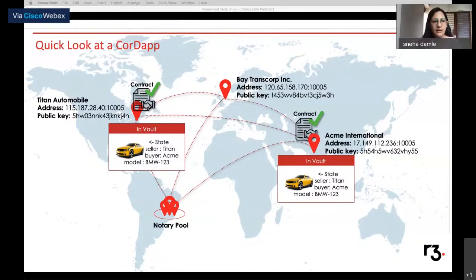So this behavior, that is transfer of ownership or selling of a car from one party to the other party, using Corda can be modeled using three things. It can be modeled using states, contracts, and flows. These are the three things required to model or to build any particular Corda app.